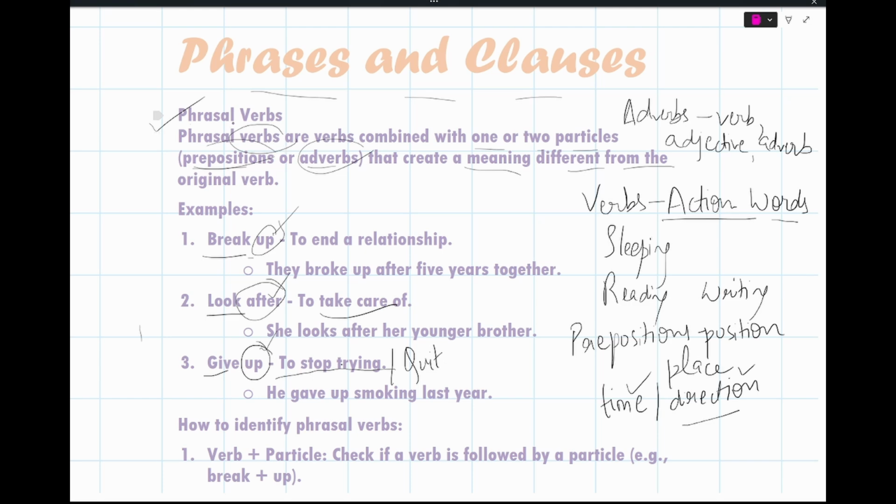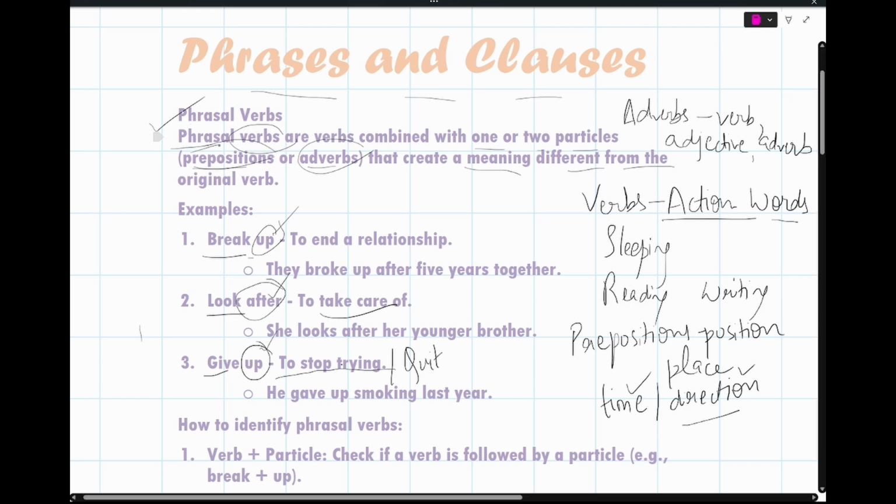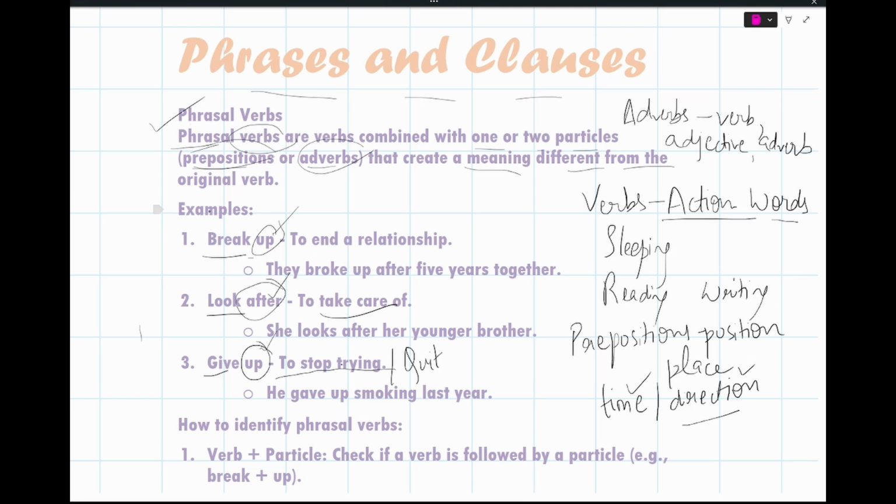Your main component is the fact that it's a phrase. There is a difference between a phrase and a sentence. We will discuss that. So this is the first part.